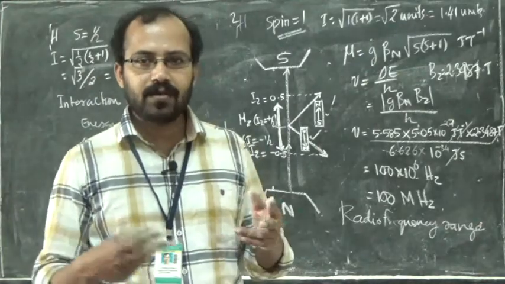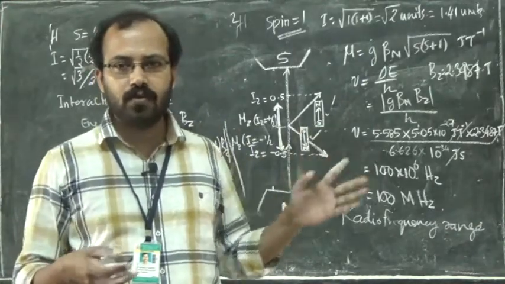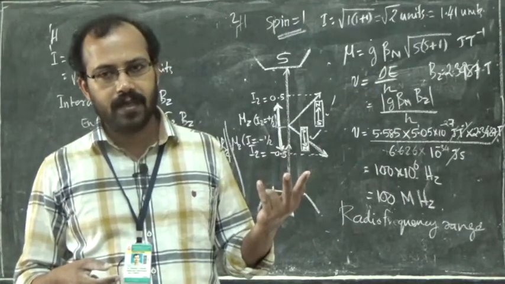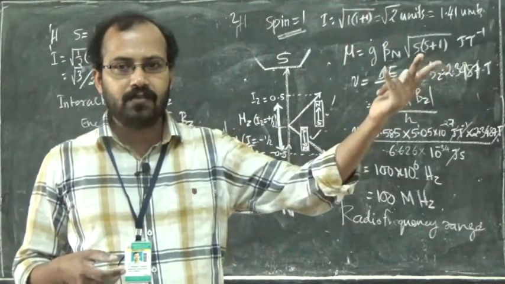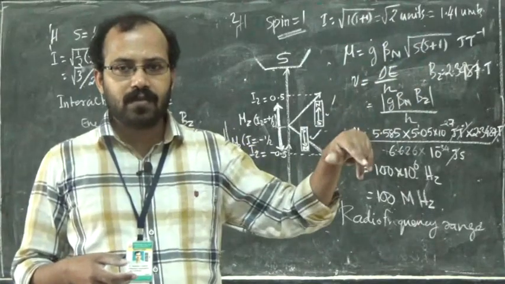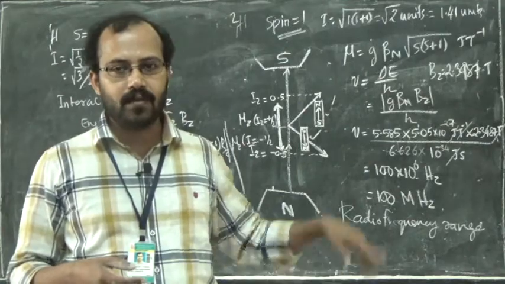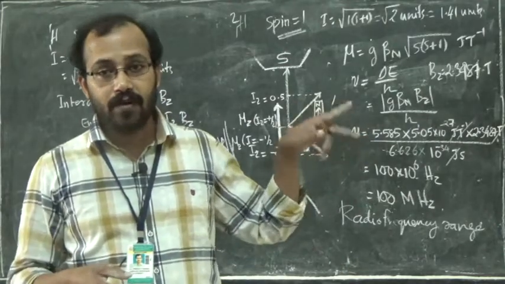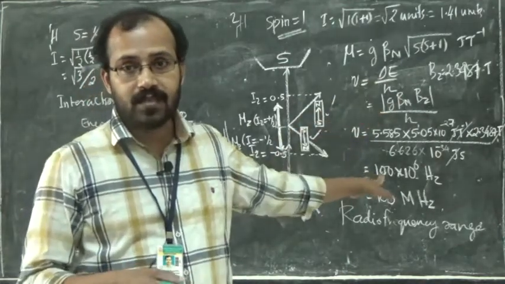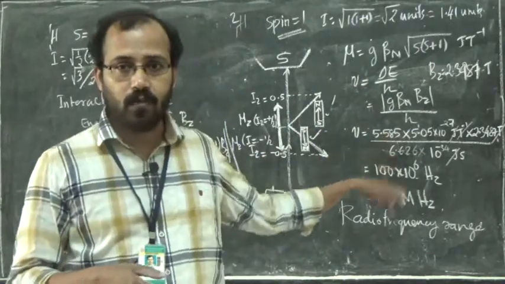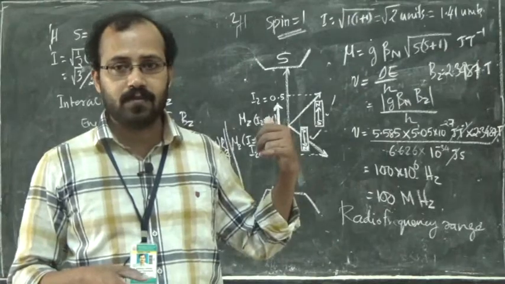So, if you are looking at the H-2 nucleus, how many spin states will be there? 3 spin states will be there, one corresponding to Iz equal to +1, another corresponding to Iz equal to 0, and another one corresponding to Iz equal to -1. That is the case for H-2. There are 3 spin states possible. For H-1, only 2 spin states are possible.